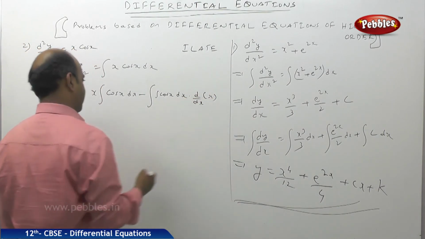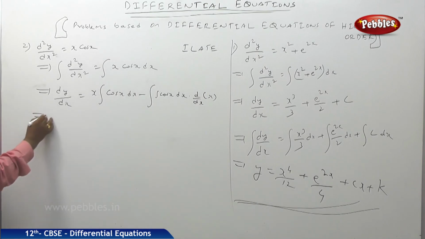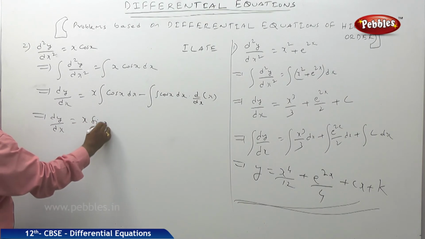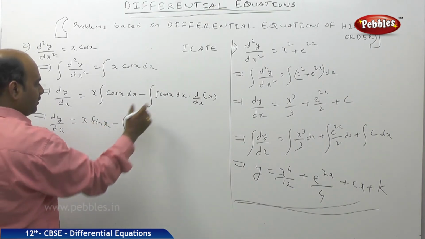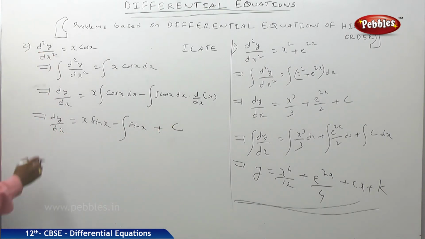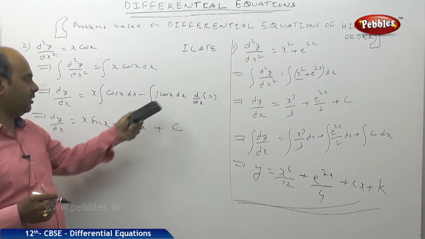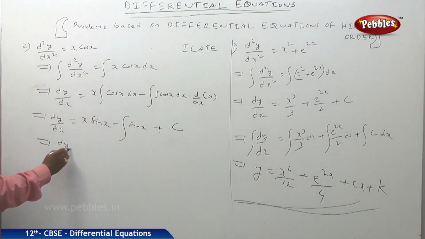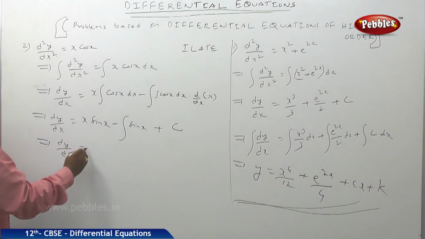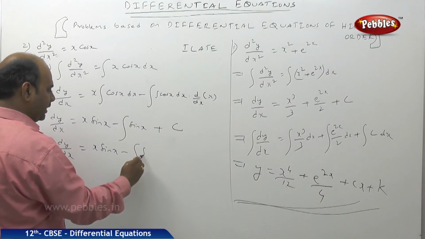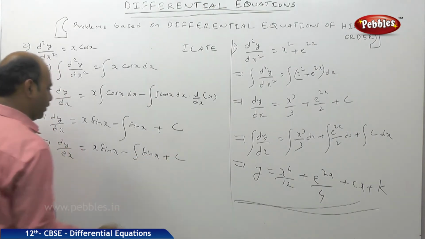Do you remember? Once again I am telling. So what happens? dy by dx is equal to x into integral of cos x, which will be sin x, minus integral of cos x, which will be sin x, and here later it will be plus c. So finally what happens? Because here integral cos x means sin x, and d by dx of x means 1. So again finally what am I getting? dy by dx is equal to x sin x. This I will leave like that for my convenience. Why I am leaving, later we will be following.